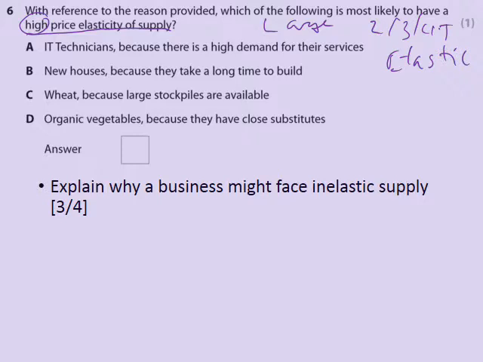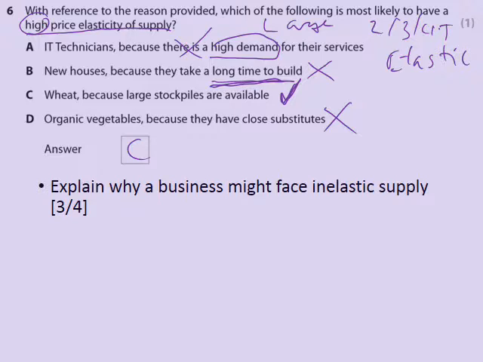So now when we look at the questions, we're looking for reasons why it would be elastic supply. IT technicians, because there is high demand. Well, as soon as it starts talking about demand, it's not really talking about price elasticity of supply. New houses, because they take a long time to build. If it's a long time to build, it's going to be unresponsive, so that would be an inelastic supply. Wheat, because large stockpiles are available. Having spare capacity or stocks is one way to have elastic supply. Organic vegetables, because they have close substitutes. Well, this is referencing XED, so we know that the answer would be C.